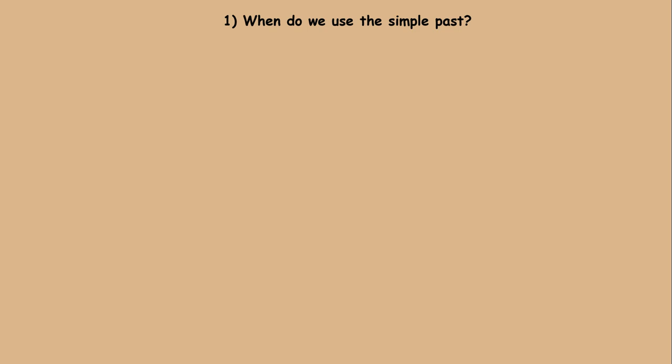When do we use the simple past? We use the simple past to talk about actions that are finished. They are over. I show you some examples. I give you a tip. Look at the verb in the next sentences.